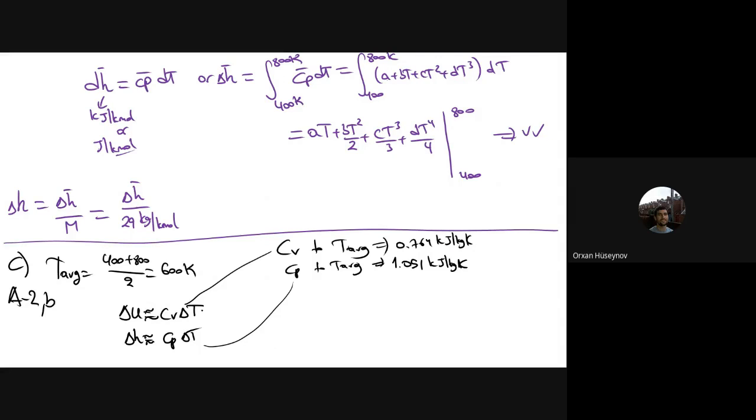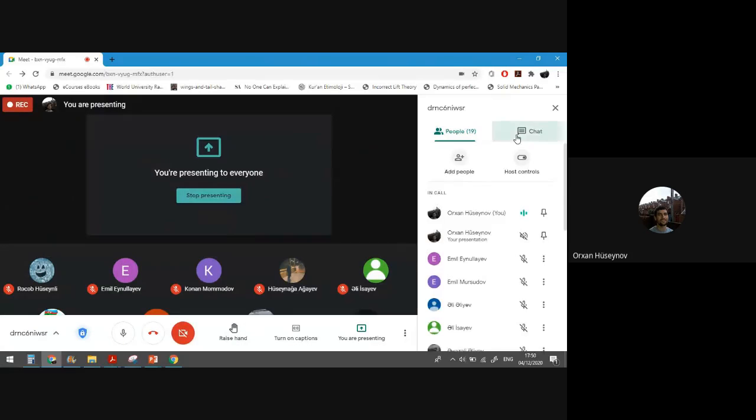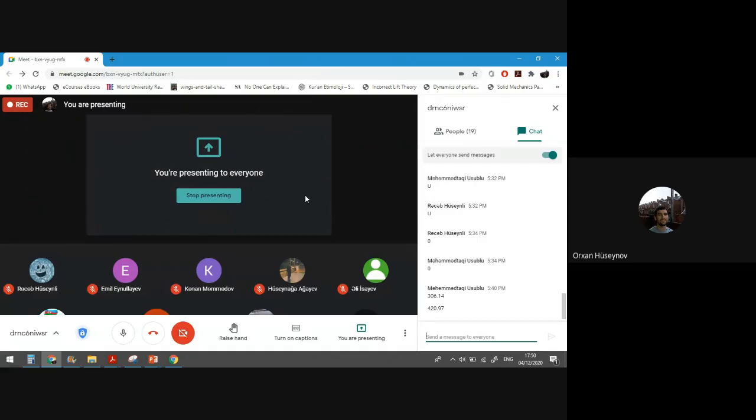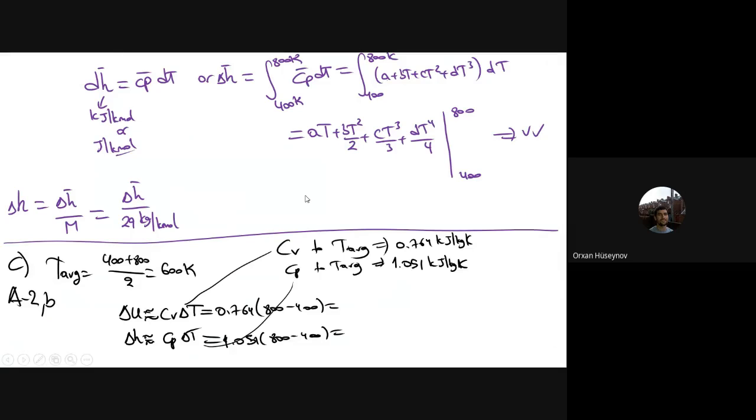Then from here, the result will be 0.764 multiplied by 800 minus 400, and that one will be equal to 1.051 multiplied by 800 minus 400. So tell me the result, please, if you have it. Then we can compare our result with the previous one.